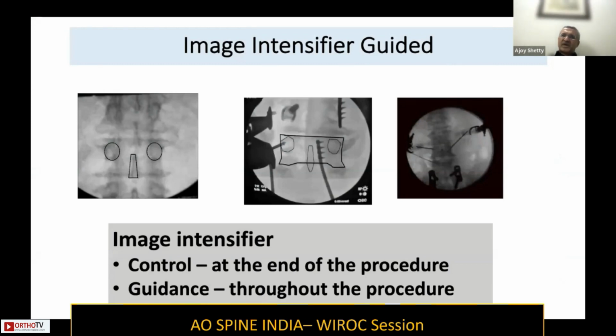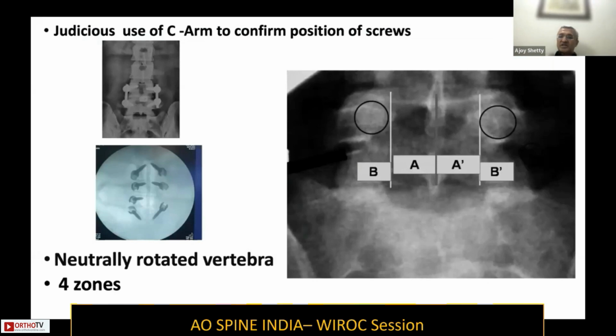The image intensifier is one of the basic essential tools you use during surgery. It could be a control at the end of the procedure or guidance throughout the procedure, like how we do when performing MIS pedicle screw fixation. Whenever you have planned or performed a pedicle screw fixation, it is important to visualize a neutrally rotated vertebra. You heard in the earlier talks, especially Neeraj's, about the need for a neutrally rotated vertebra when putting in MIS screws.